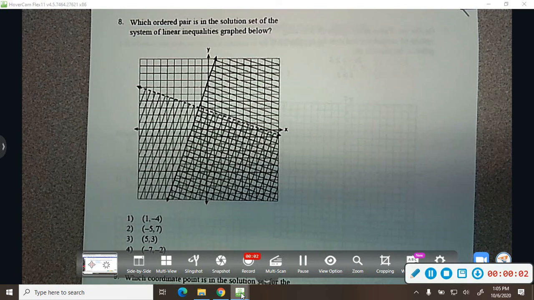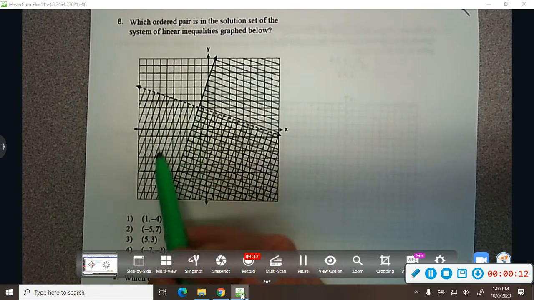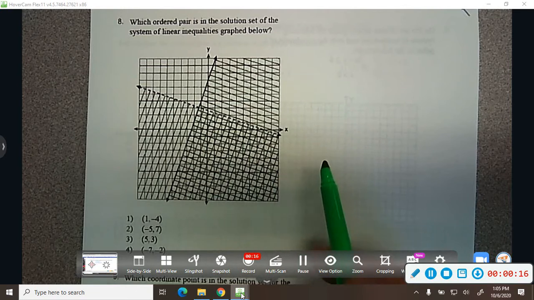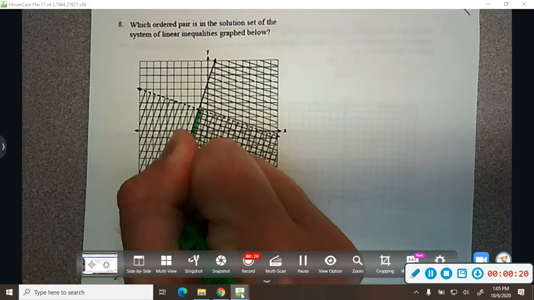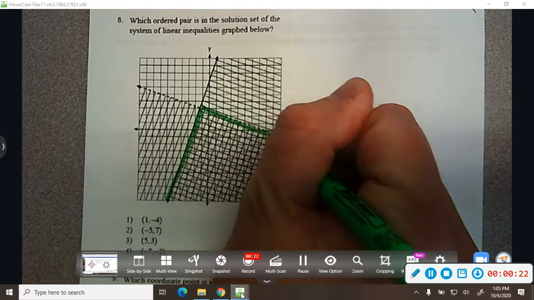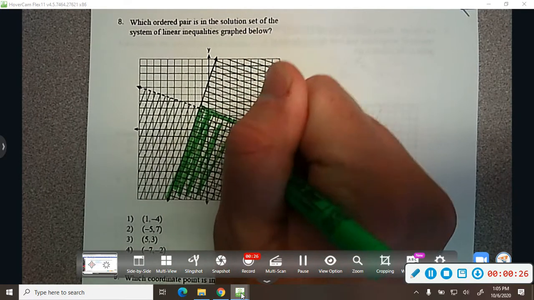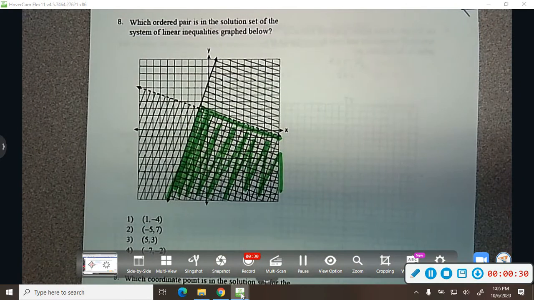So on number 8, which ordered pair is in the solution set? Well, to be a solution, that is where the shading crosses. Notice we have this side shaded, and then we have this side shaded. Anything where the shading intersects, from here, here, anything in this area is what we're looking for. And this goes on forever.